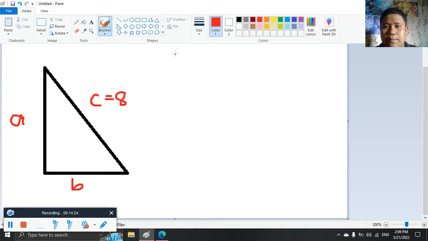So, right? The formula for finding C is A times the square root of 2. I'm not using B, because A and B are the same. It's either A or B. But if you are comfortable using B, no problem. But I prefer using A. The solution is the same anyway. C equals 8. Then we have the formula C equals A times the square root of 2. Okay?